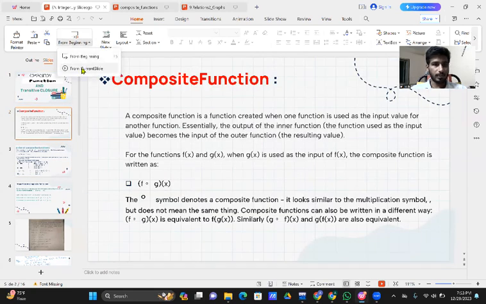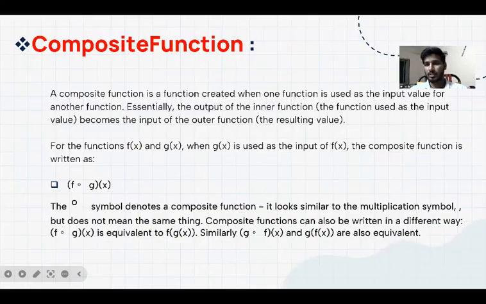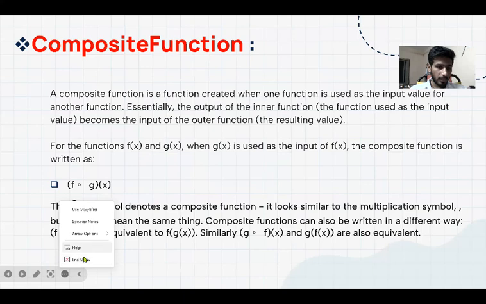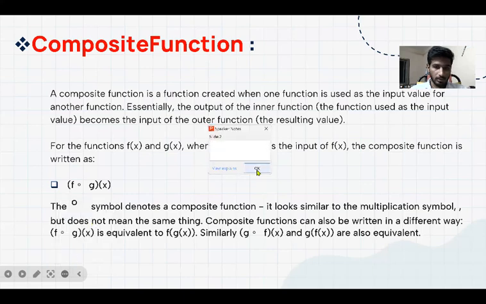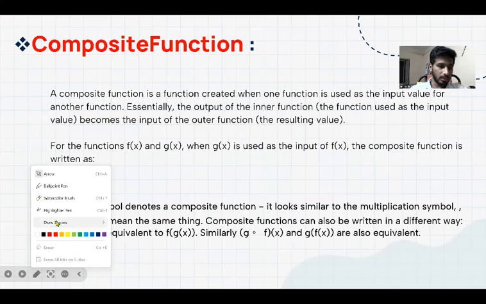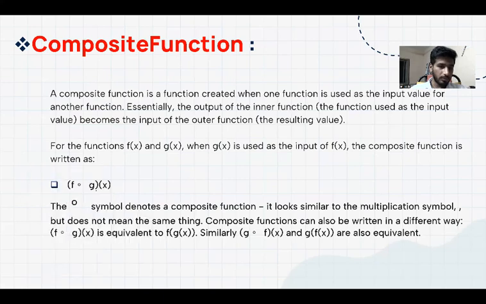Composite function. In general, we know that composite means made of various parts. Similarly, in functions, composite means one or more functions. A composite function involves one or more functions. For example, f of x and g of x are two functions. When we write it in composite form, a composite function can be represented by the circle notation.